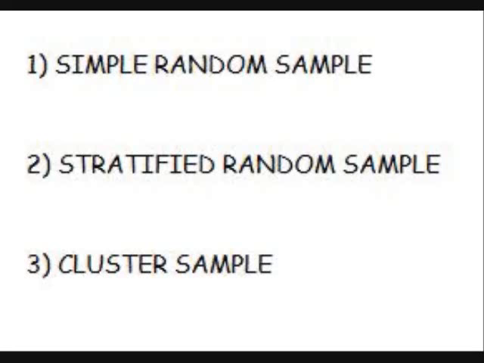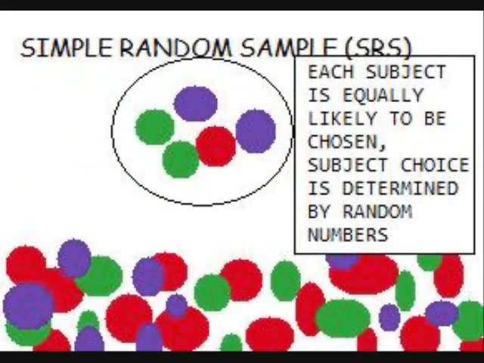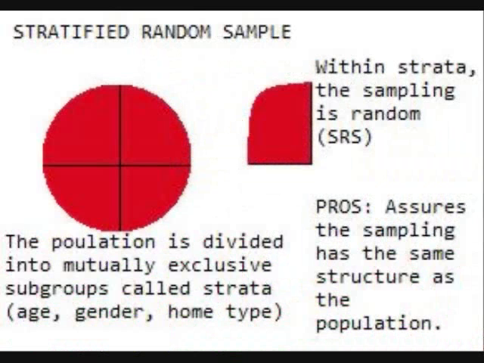So what does simple random sampling mean? SRS means that each subject is equally likely to be chosen. So it's random. It's very random. And it's something like raffles or drawing from a hat or the lottery. Everyone has an equal chance. Subject choice, however, is determined by random numbers. That's the first, simple random sample.